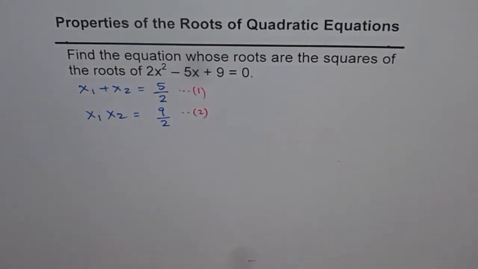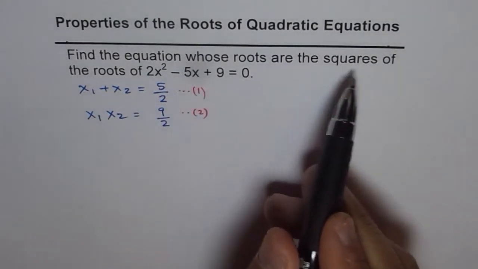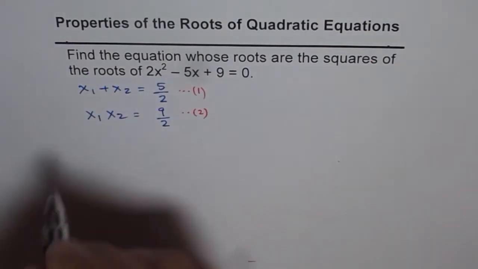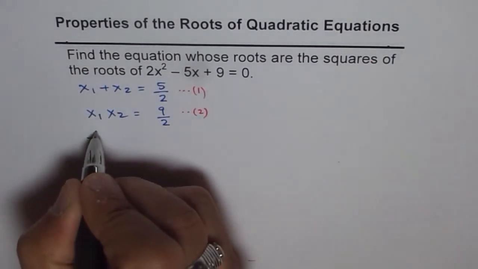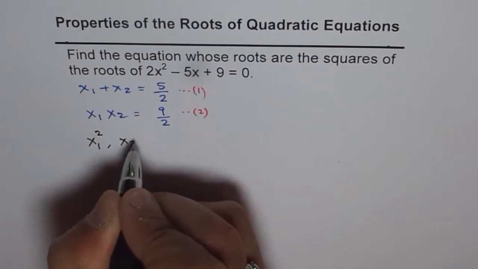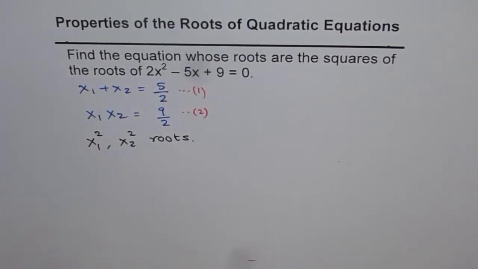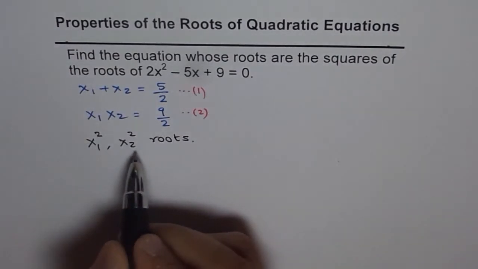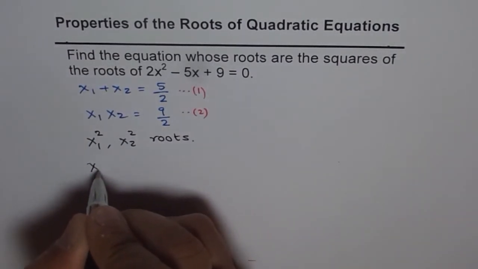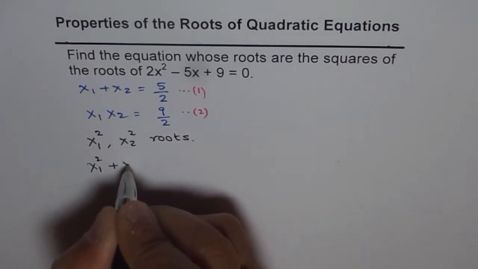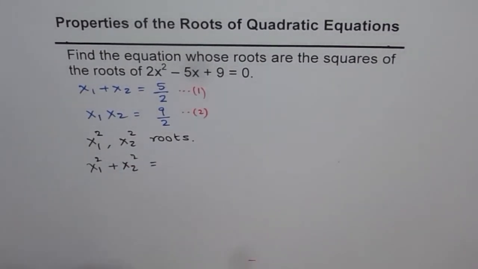Now what we need to find is the equation whose roots are squares of the roots of this. That means the roots are actually x1 square and x2 square. So these are the roots for our equation. Now let's figure out the sum of these roots. That is, x1 square plus x2 square is equal to how much? This is what we need to find.